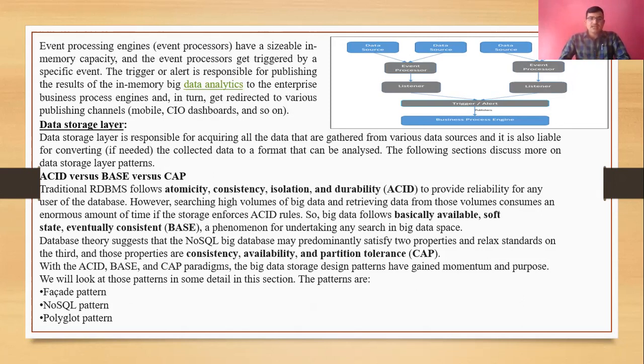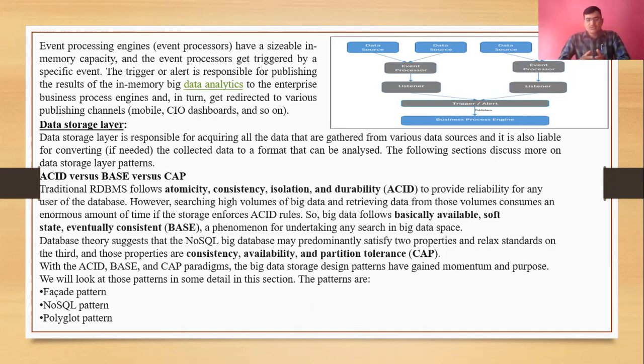Next layer, the data storage layer. We already discussed the data source and integration layer, and the next concept is the second layer, the data storage layer. The data storage layer is responsible for acquiring all the data gathered from various data sources, and it is also liable for converting the collected data to a format that can be analyzed. The following section discusses more on data storage layer patterns. So the data storage layer will collect data from different types of data sources.